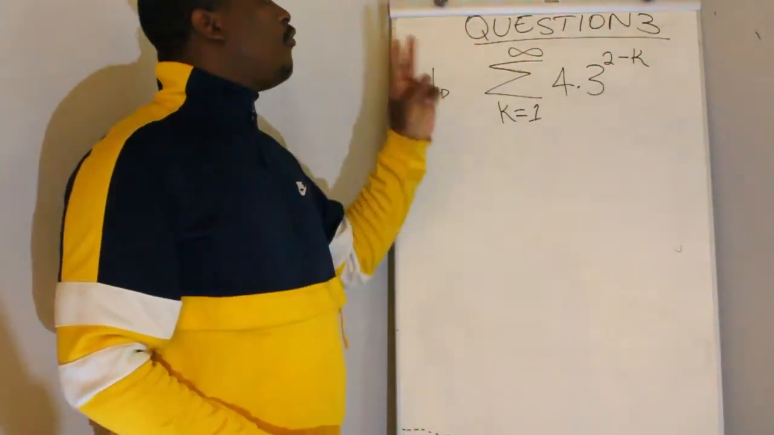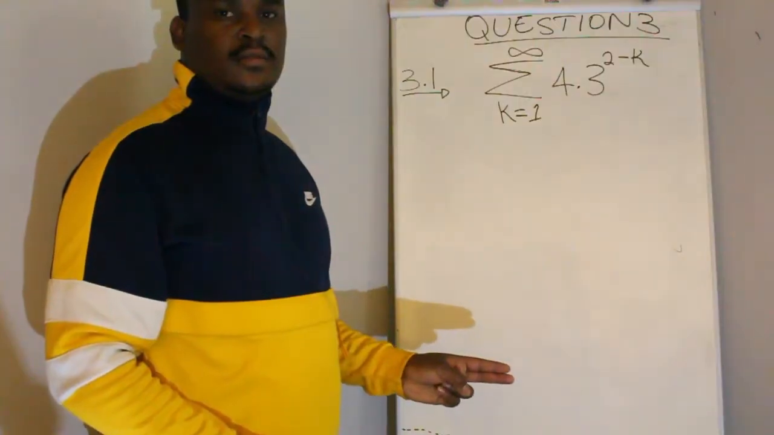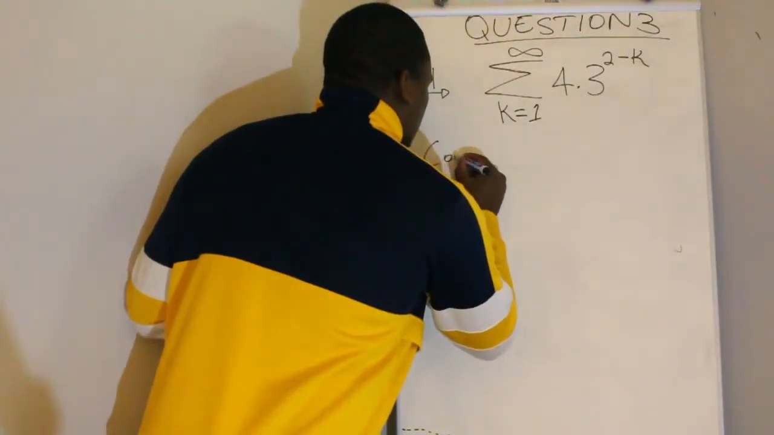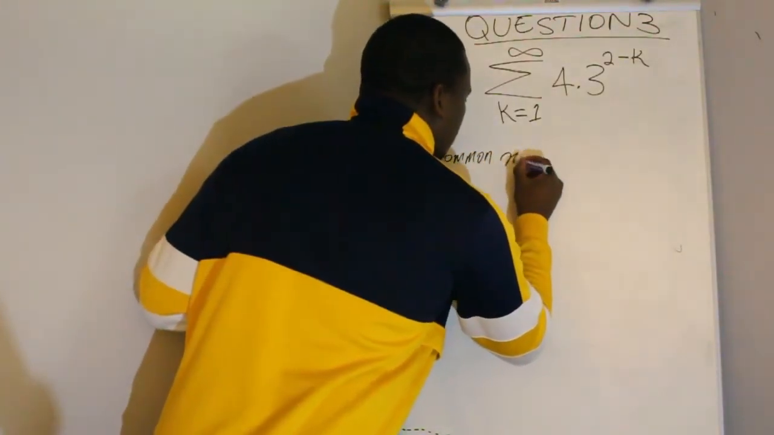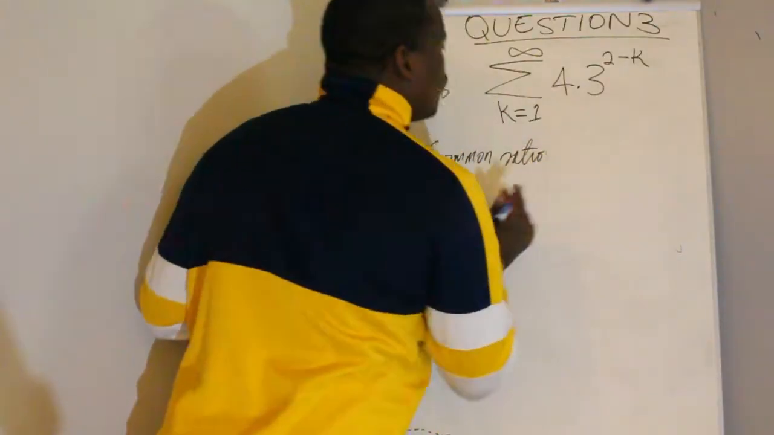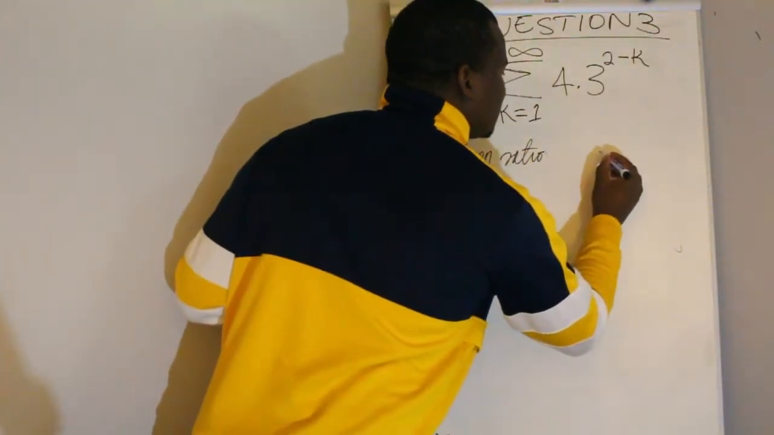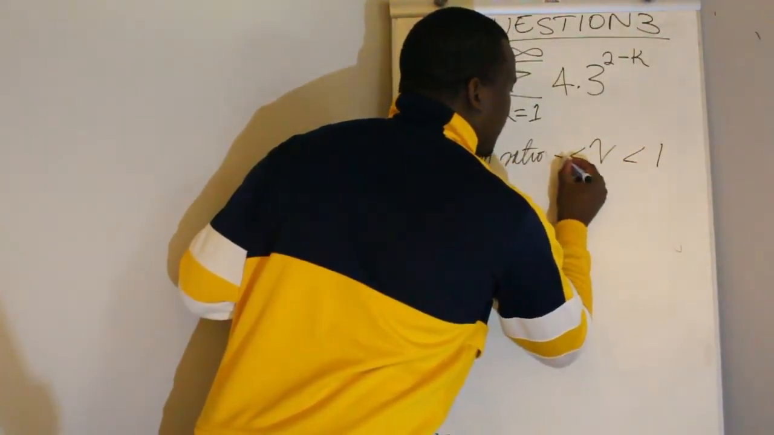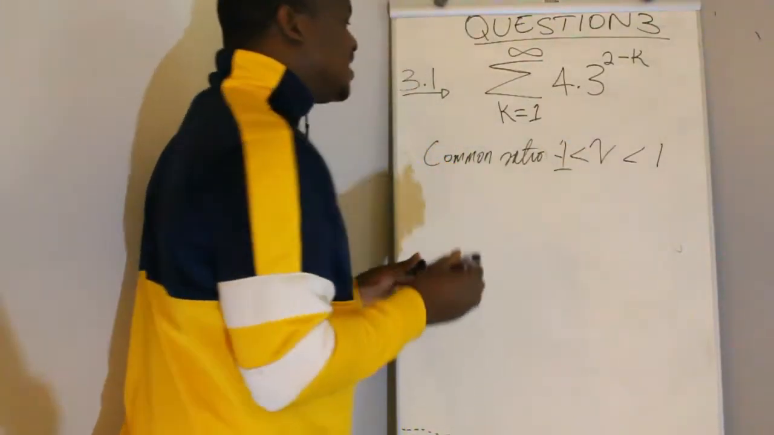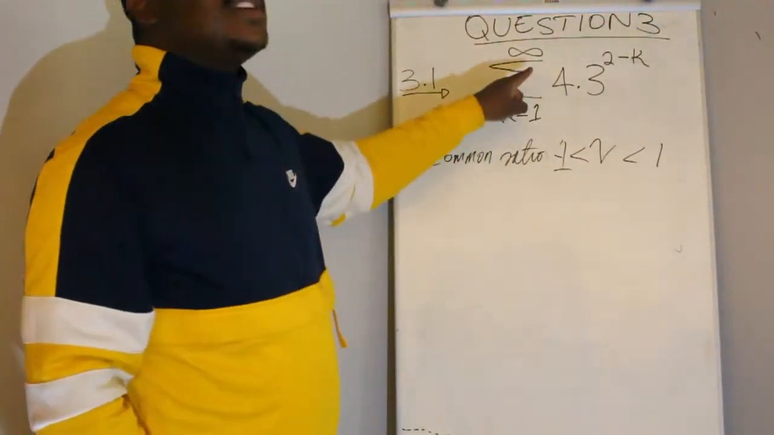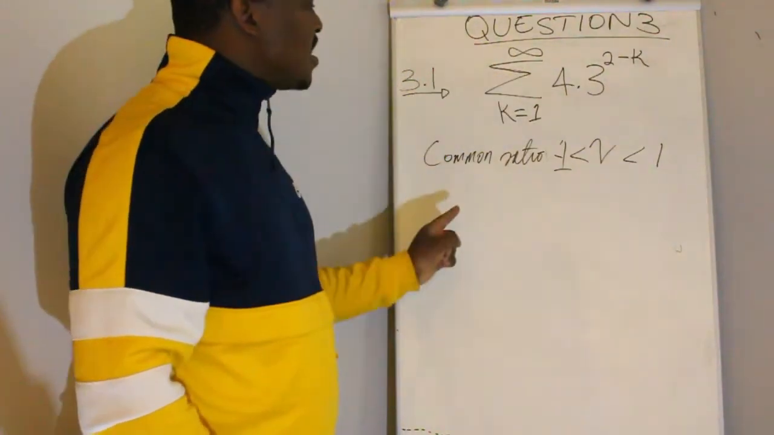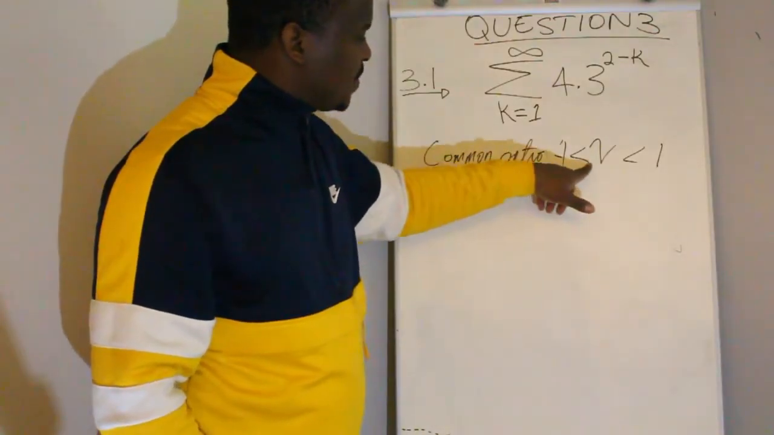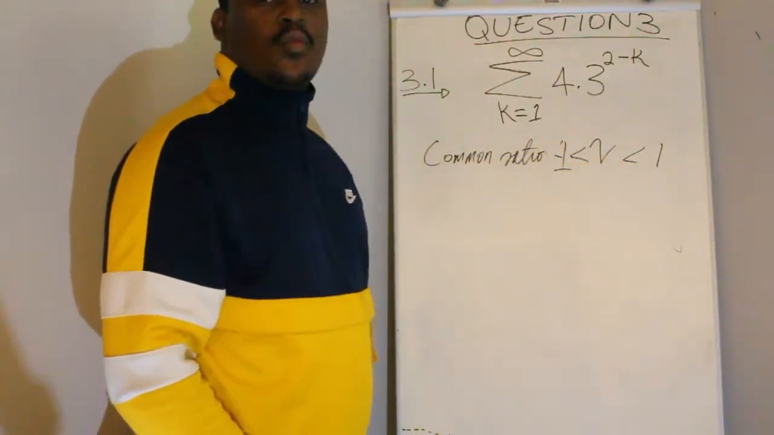Second part, for a geometric series to be convergent, the common ratio, which they call r, must be less than 1 and greater than minus 1. This is the condition that you need. For a geometric series to be convergent, the common ratio of this series must be greater than minus 1 and less than 1. That is what you need.